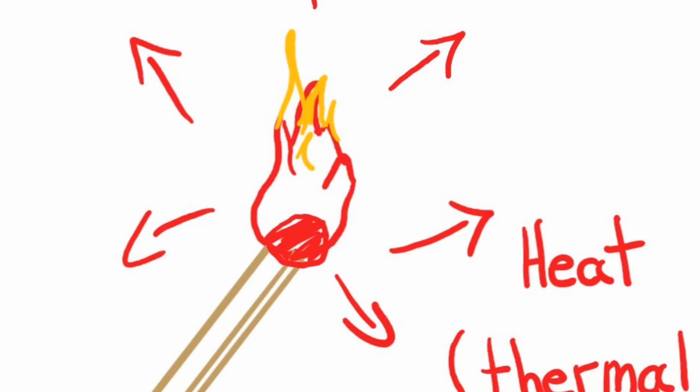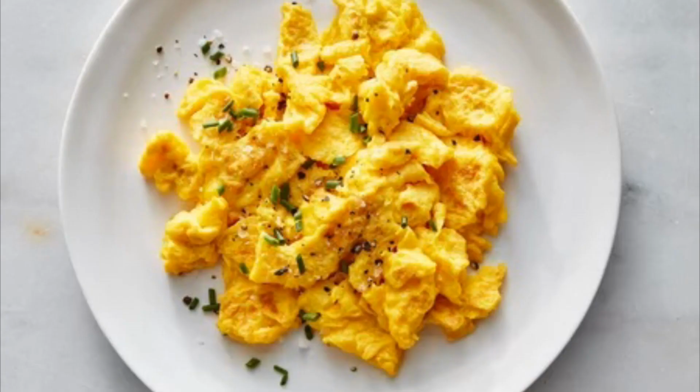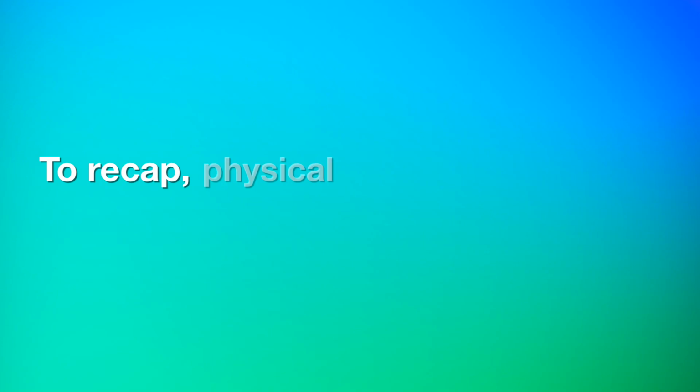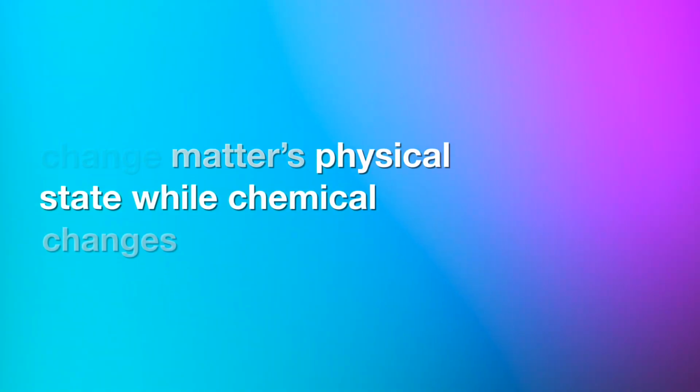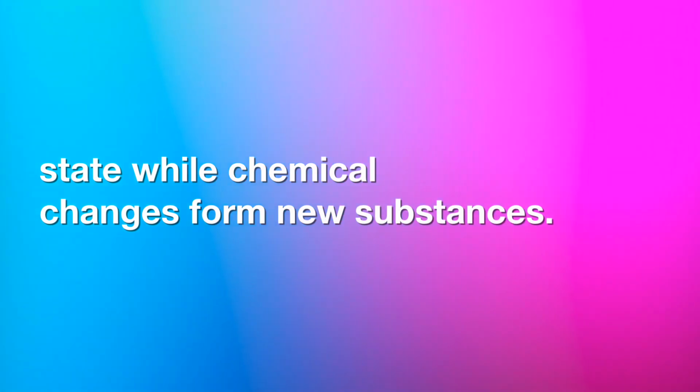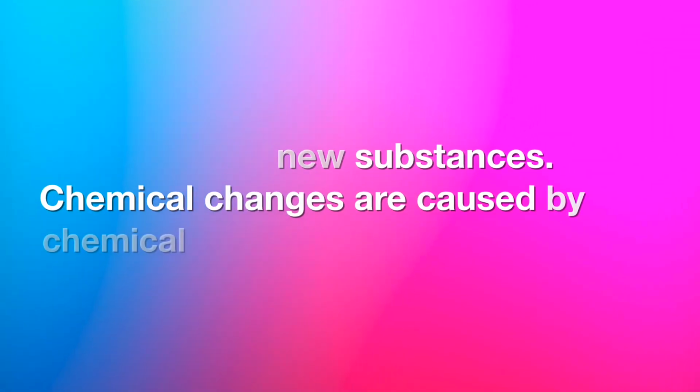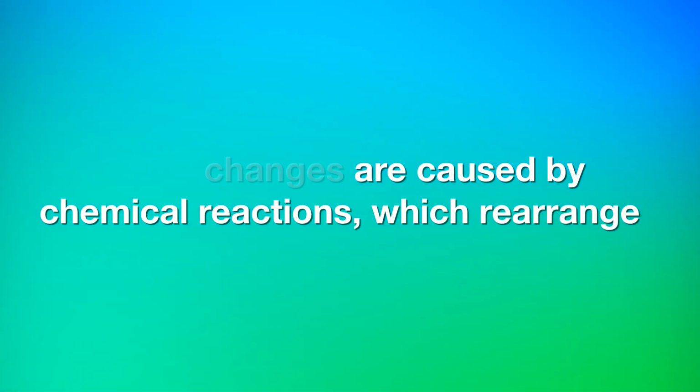When you burn paper or cook eggs, the molecules are rearranged and make new substances like ash, carbon dioxide, or different flavors in the egg. You can't unburn wood or uncook an egg since these reactions create new substances, proving that a chemical reaction has taken place there. To recap, physical changes only change matter's physical state, while chemical changes form new substances. Chemical changes are caused by chemical reactions which rearrange atoms.